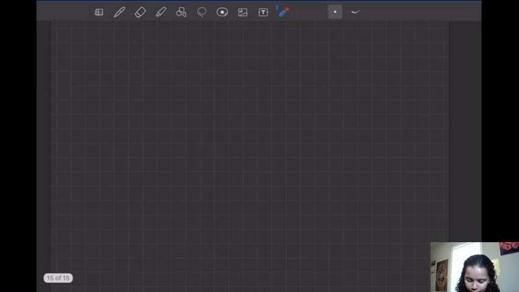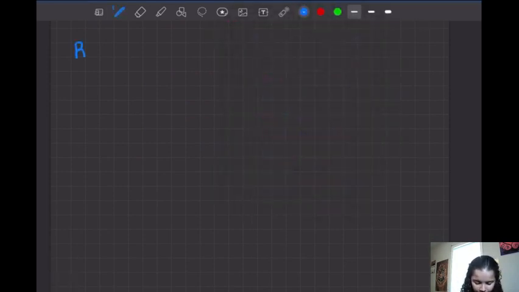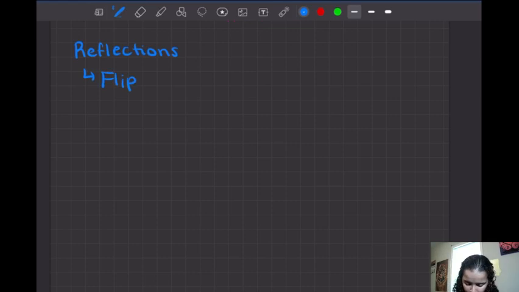The next rigid motion that we have is reflections. With a reflection, remember, a reflection is just a flip. So you have your figure here, flip it. That's a reflection. And again, I'm going to draw out my little coordinate grid for y'all.